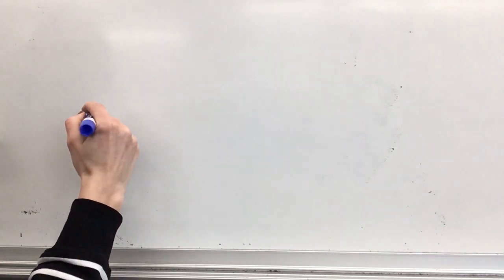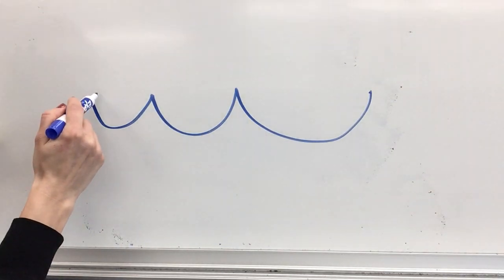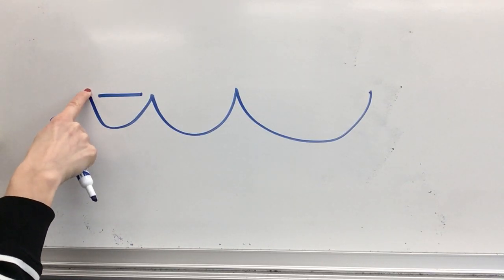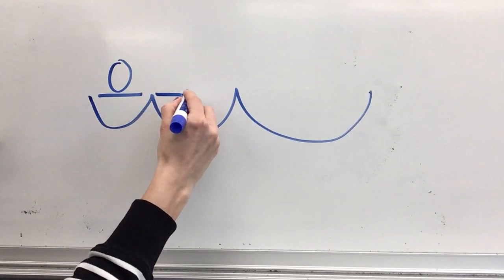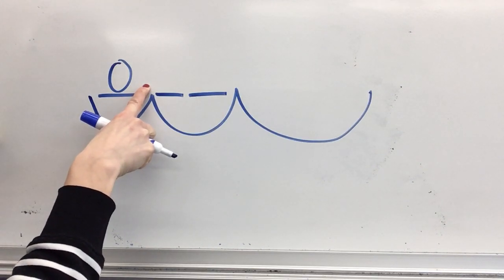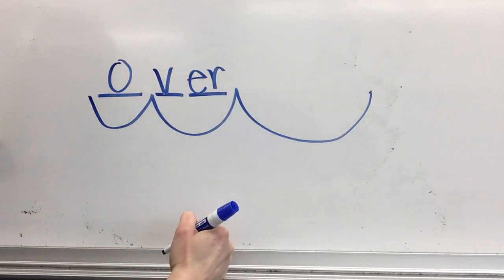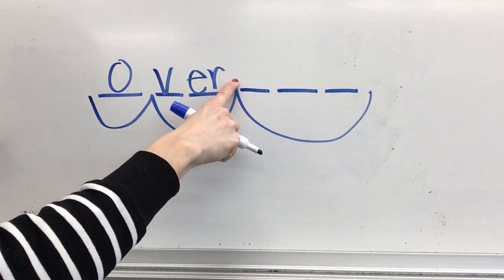Your next word is your other challenge word. Overheard. What word? Overheard. Three parts, remember. O, ver, heard. Stretch the sounds you hear for O. Write your sound spelling for O. Stretch the sounds you hear for ver. Write your sound spellings for ver. Stretch the sounds you hear for heard. Write your sound spellings for heard.